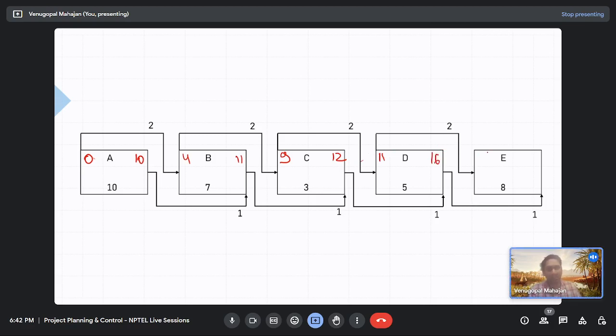What about activity E? So 11 plus 2 would have been 13, and 13 plus 8, 21. Or 16 plus 1, 17, and 17 plus 9. So it would be 21, right? 13 and 21. Yes, sir. Okay, 13 and 21. So continuous activities. Yes, sir. Now, backward pass also. Let's try it.